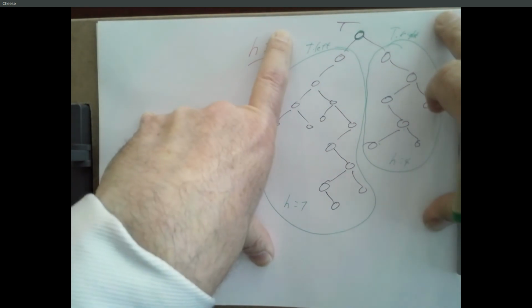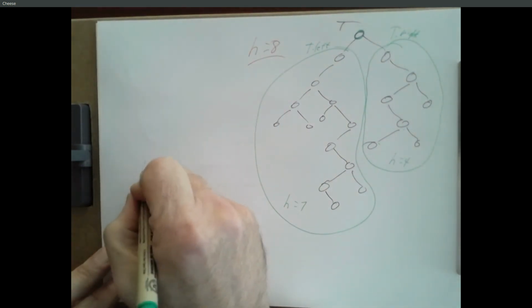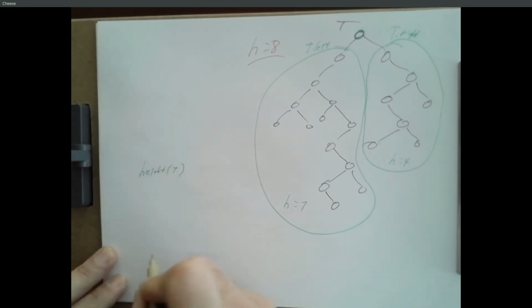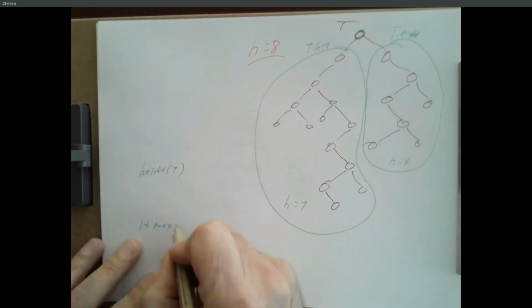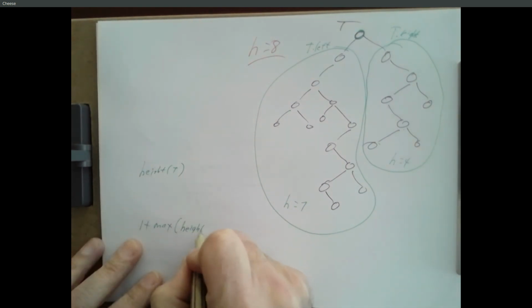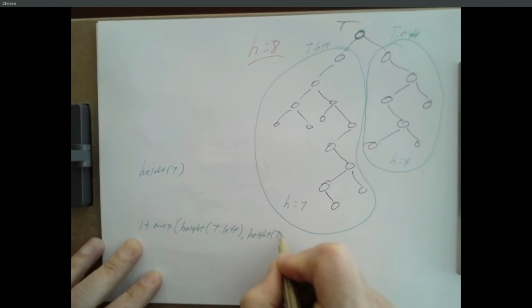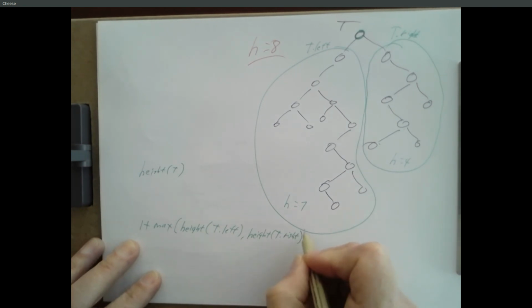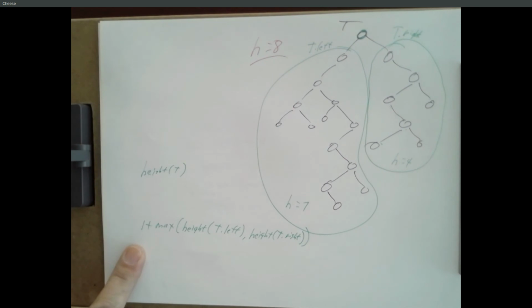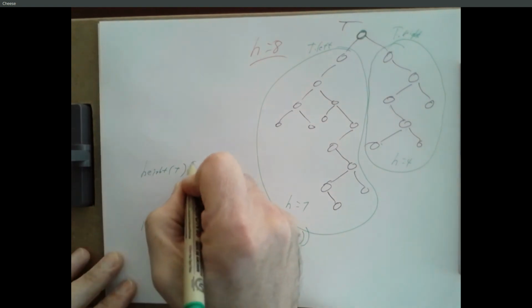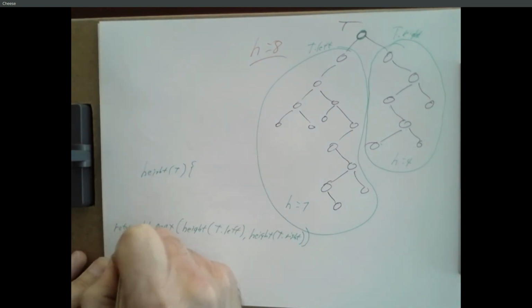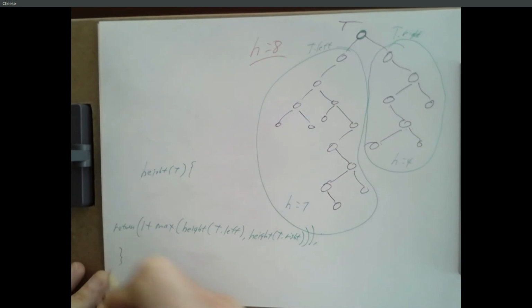So the height of the entire tree is 1 plus, and let's assume we have a maximum function that takes 2 things and gives you the maximum. It's the maximum of the height of T left or the height of T right. That formula gives me the height of the tree T. And so if I say return that, there's a 1-line height function.